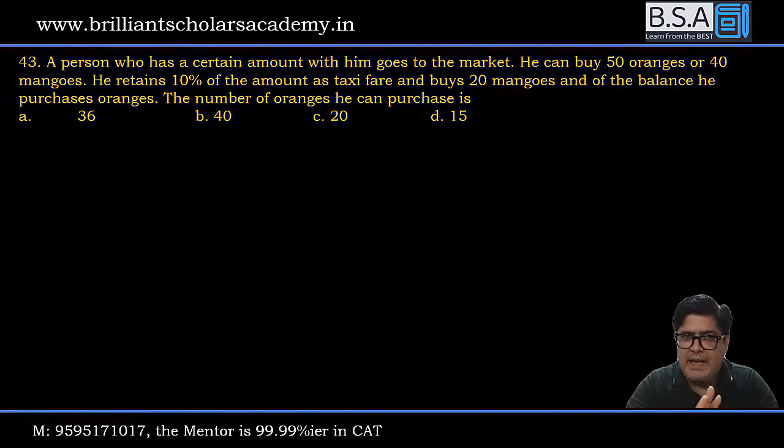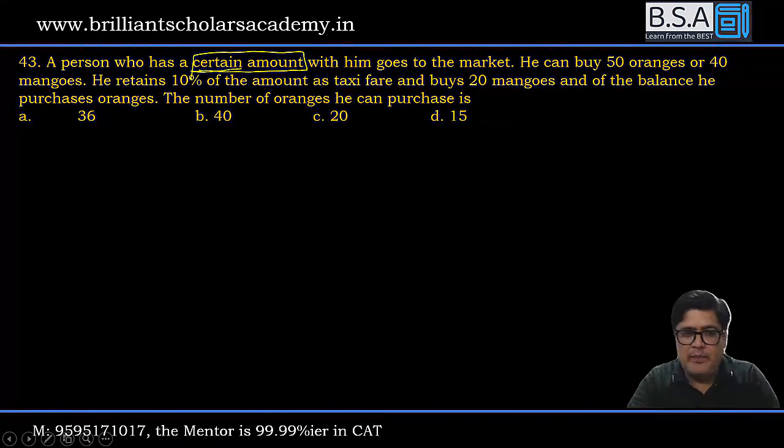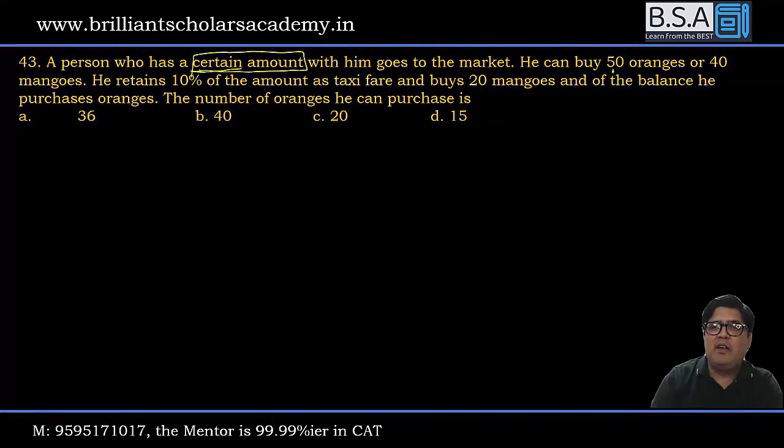So a person has a certain amount with him. When a phrase like certain amount is used, they are trying to hide from you how much money the person has. नहीं तो बोलता ना 500 रुपए 400 रुपए. Not being told. He goes to the market. He can buy 50 oranges or 40 mangoes. So the money that he has is equal to the price of 50 oranges.